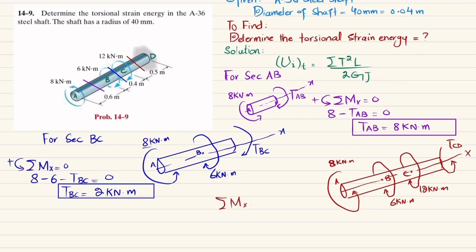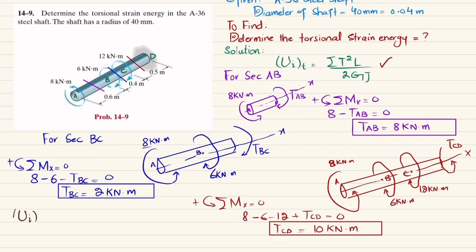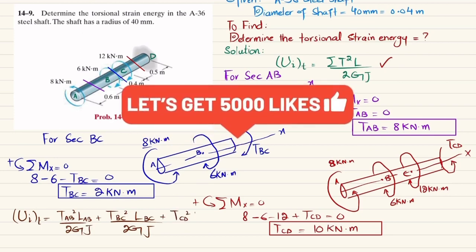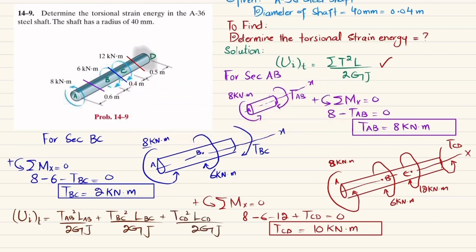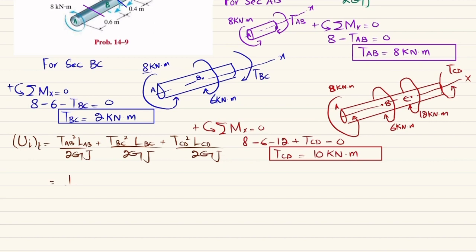Again, you will apply the equation of equilibrium in order to find TCD. So 8 minus 6 minus 12 plus TCD is equal to 0. So 8 minus 18 is minus 10, so TCD is equal to 10 kilonewton-meter. Now you have all the torques. So we will use this equation: strain energy due to torsion will be equal to TAB squared LAB over 2GJ, plus TBC squared LBC over 2GJ, plus TCD squared LCD divided by 2GJ. Since the material is the same and the diameter is the same, we will take out 1 over 2GJ as common.